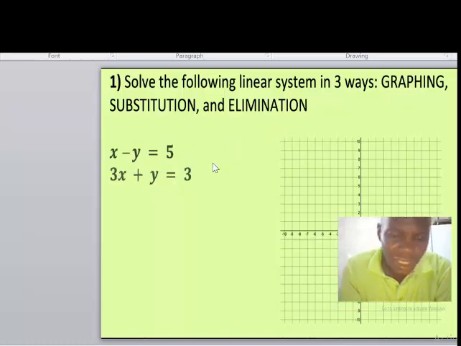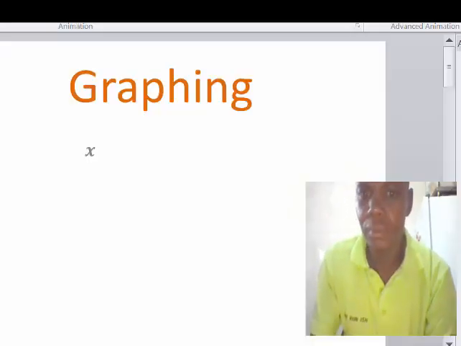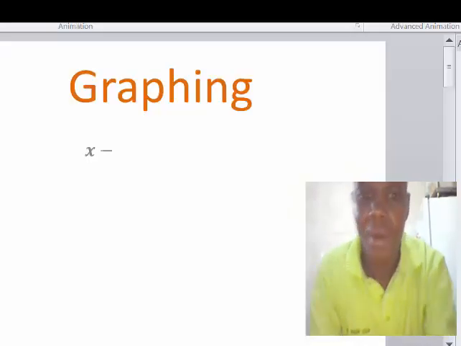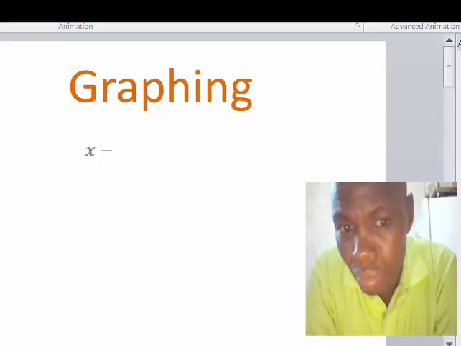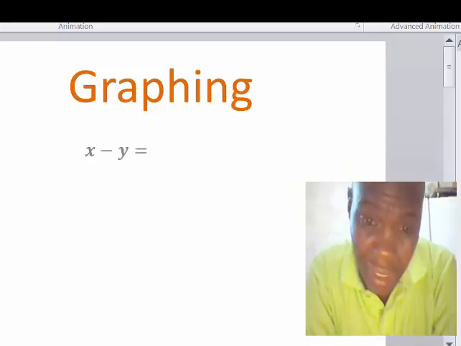You have 2 equations, and these equations are independent of each other. So let's start solving, one equation at a time. Let's start off with the first equation, x minus y equals 5.